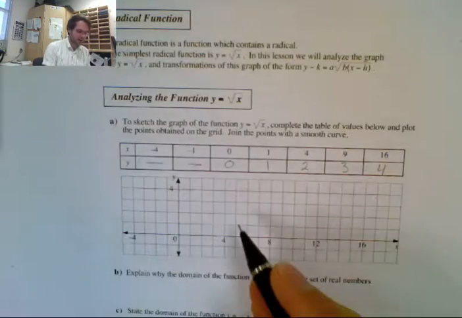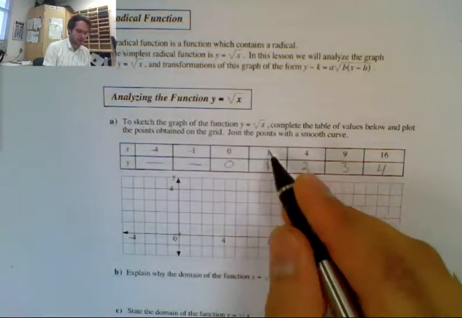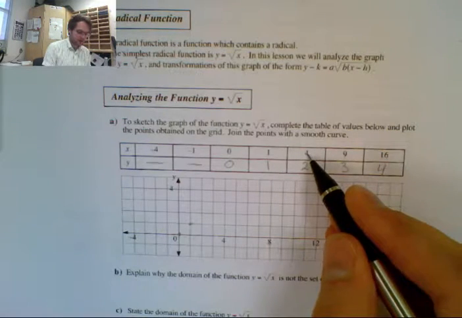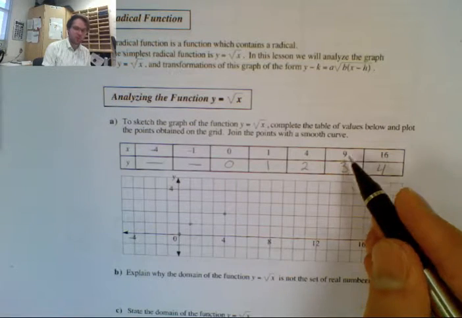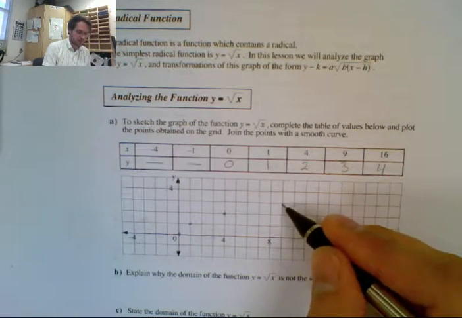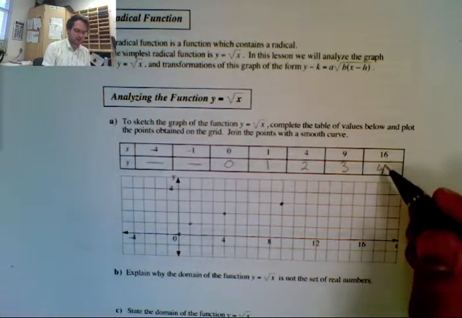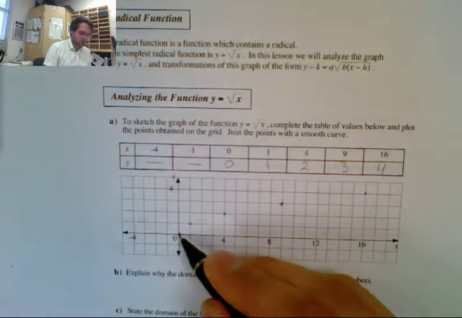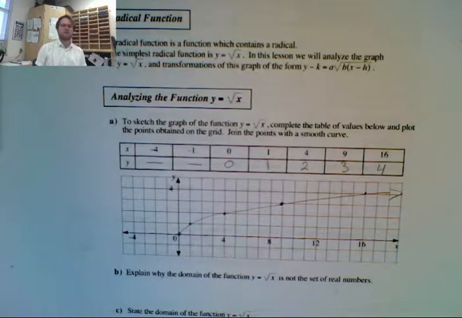Now let's try and graph this. We start when x is 0, y is 0. When x is 1, y is 1. When x is 4, y is 2. When x is 9, y is 3. And when x is 16, y is 4. Now we're just going to quickly draw that out, and we get something that looks like that.